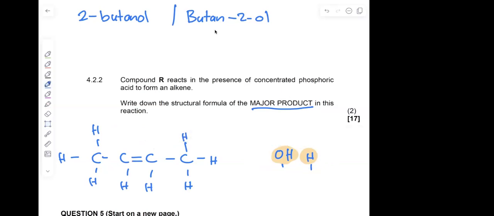So that's what you need to end up with at the end of the day, with your double bond between carbon number 2 and carbon number 3. Very important, guys. Okay, if you had a double bond between carbon 1 and carbon 2, that would have been your minor product, not the major product. Hope that makes sense to everyone.